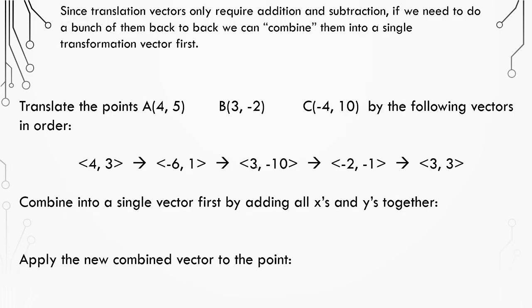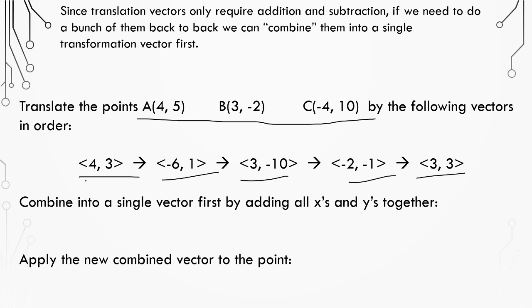And then lastly here, if we have a bunch of translations back to back, instead of doing them one at a time, we can do this all together. So let's say I have these points right here. These are my original points. I want to move them along each vector. So I want to go 4 right, 3 up, and then 6 left, 1 up, and then 3 right, 10 down, and then -2, and so on. I want to apply all 5 of these vectors to each point.